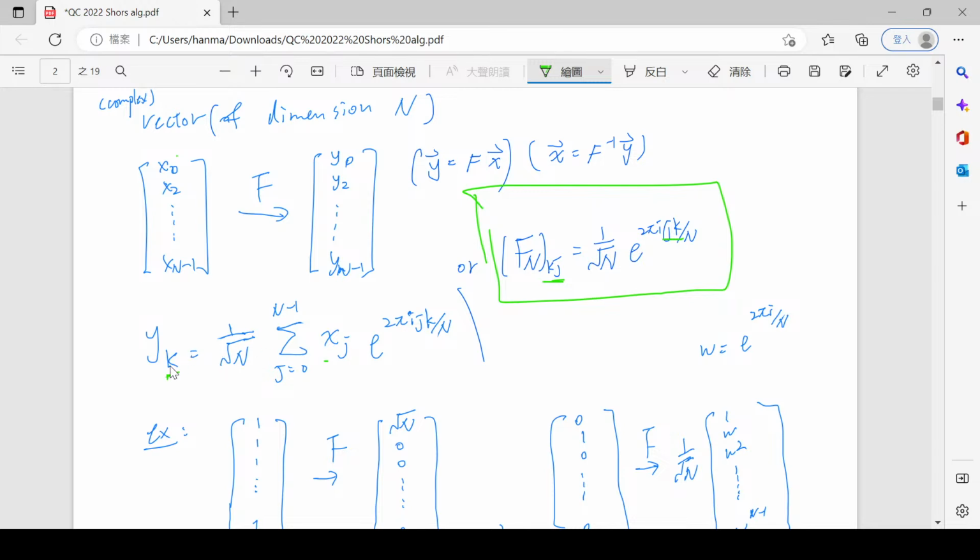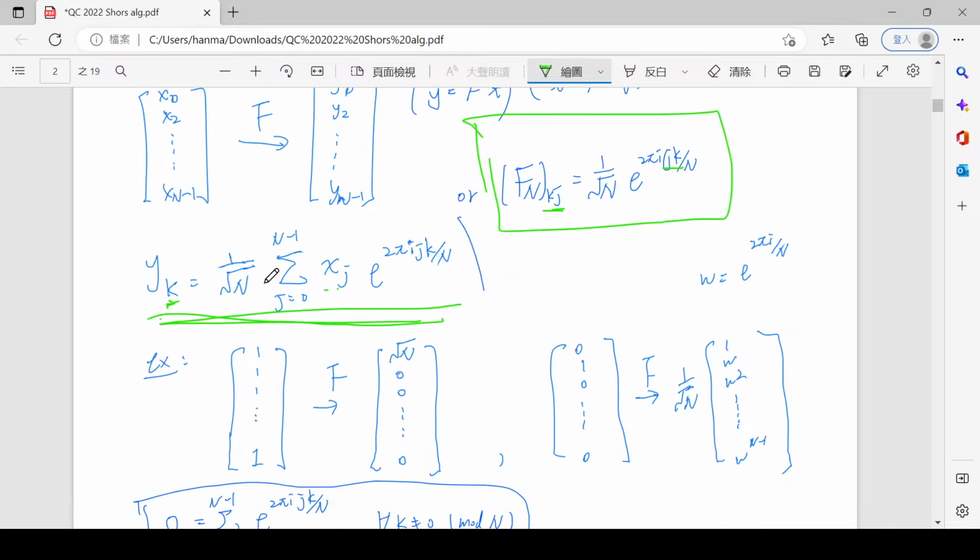Anyway, this k can be anything from 0 to n minus 1. This expression tells you how to calculate the k-th component of the resulting transformed vector from all the amplitudes of those x. The linear combination needs to be multiplied with this e to the 2 pi i j k over n, and also 1 over the square root n. Okay? People good with this notation? This is just the matrix multiplication written out.